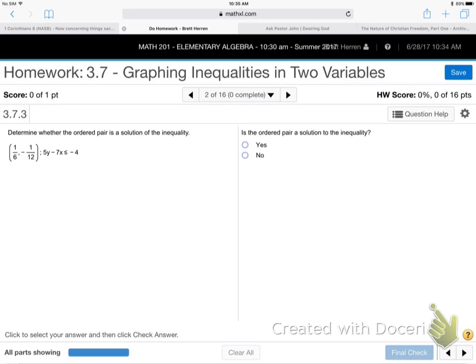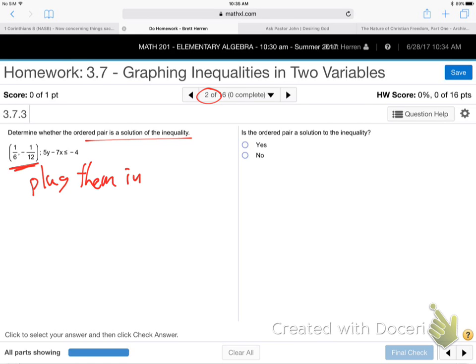Here's a question from 3.7. It's kind of a weird one. I'm going to jump into number 2 from 3.7. They're saying determine whether the ordered pair is a solution. Is it an answer? How do you determine if those two numbers with the comma and the parenthesis are a solution? What do you do? Yeah, plug them in. That just means plug them in.